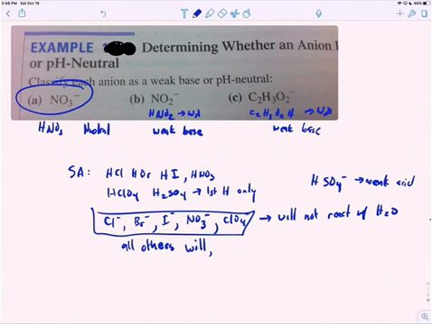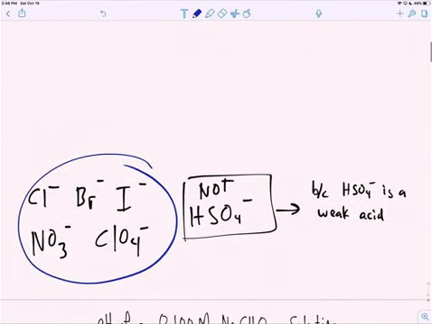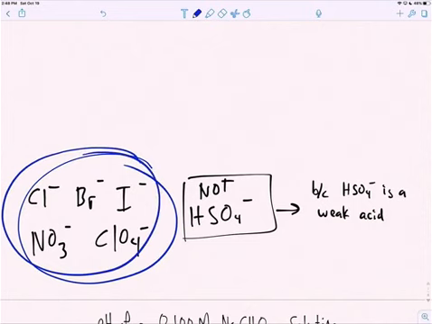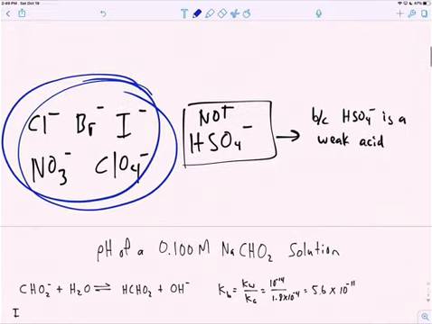Again, the logic for this is the anions, the conjugate bases of HCl, HBr, HI, HNO3, and HClO4, these are all neutral with respect to water, with the exception of HSO4 minus because that's a weak acid. So the only ones that are neutral are these here that are circled. Everything else, at least for an acid, is going to be a weak base, with the exception of bisulfate because that's a weak acid.